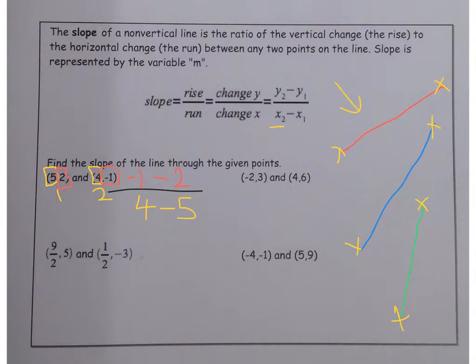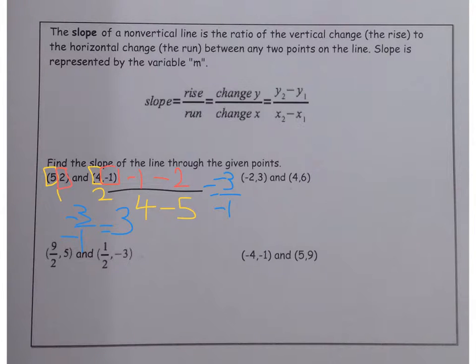And when I do the math, I end up with the subtraction problem at the top. It's going to be -3 because -1 minus 2 is -3. That's going to be over 4 minus 5, which is -1. And -3 over -1 is the same as, if you remember your division facts for multiplying and dividing integers, 3. So the slope of this line is 3.